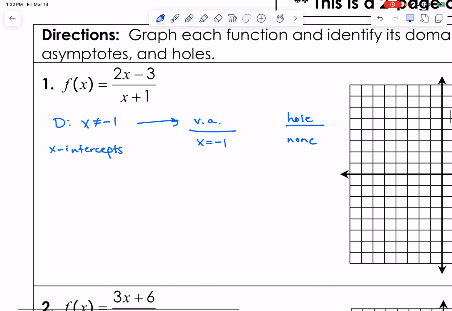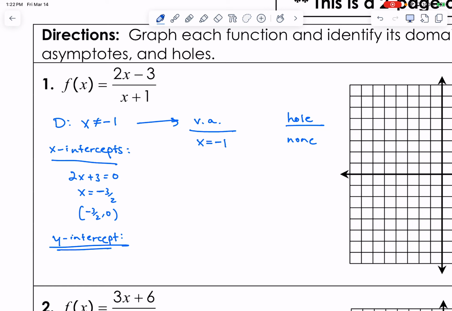And then x-intercepts, I set just the top equal to 0, so I'm going to have 2x plus 3 equal to 0. So that's going to give me x equal to what? -3/2, so I'm going to have -3/2, comma 0. Then I'm going to do my y-intercept. The y-intercept, if you've not figured out, there is a shortcut to the y-intercept if you use the original equation. It just ends up being the constants divided.